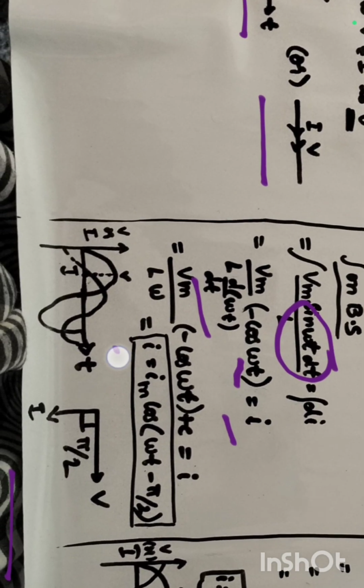Here I is equal to Im cos, I have taken omega t minus pi by 2. The reason is that minus cos omega t, you can take the minus sign inside.